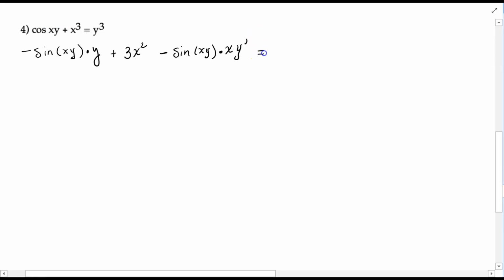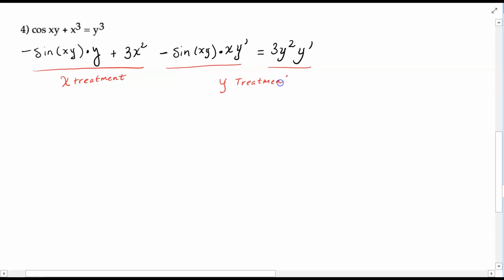So now we're ready to write our equal sign, and now we take a look at the right-hand side of the equation. We take a derivative with respect to y, and that's just going to be 3y squared, just a regular power rule. But we have to say y prime. So on this side here we did what I called the x treatment, meaning we consider x as the variable, and on this side and this side we did the y treatment, considering y as the variable.